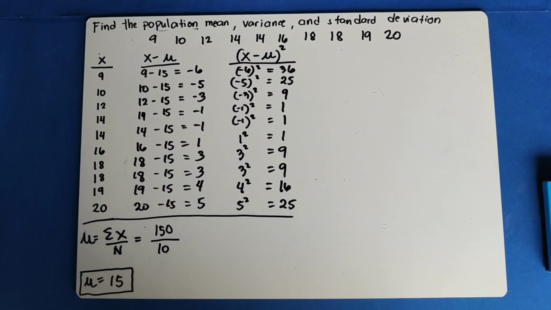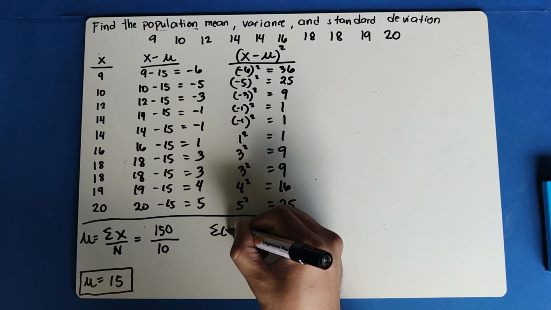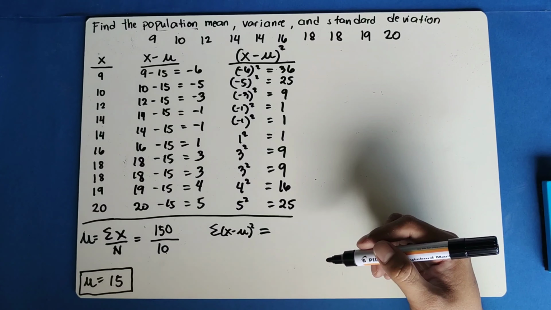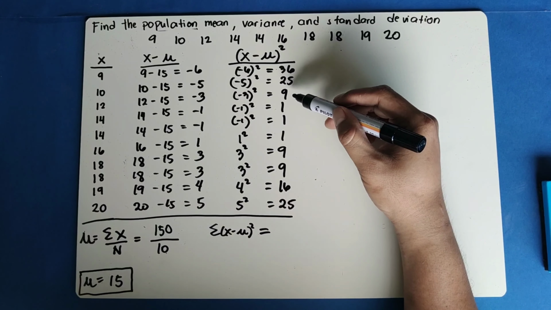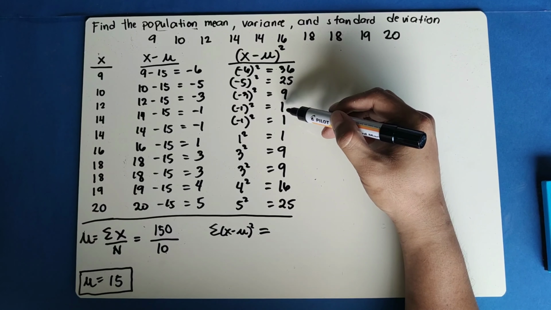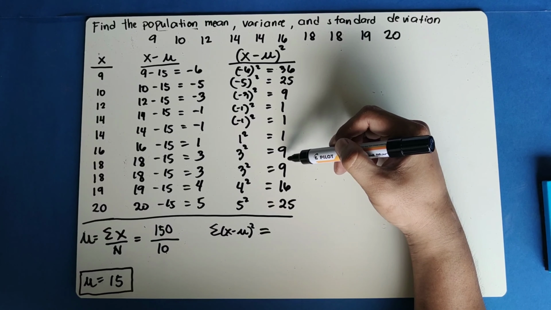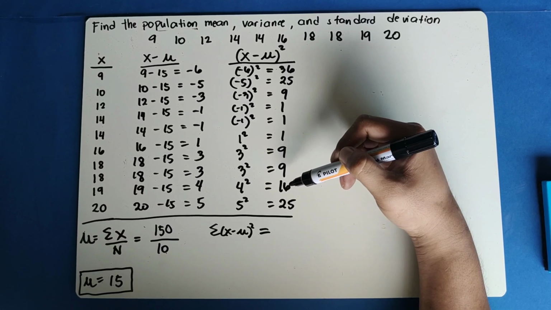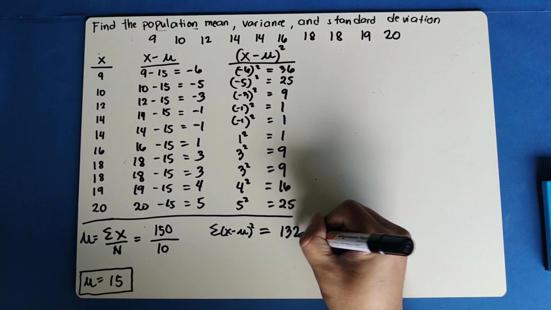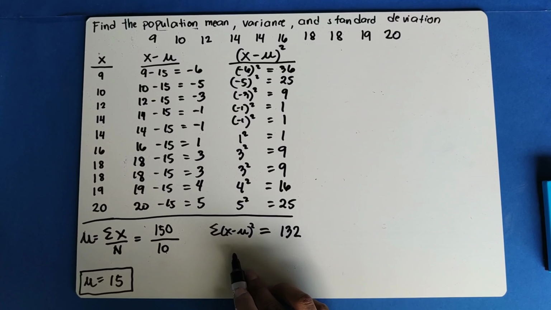So after getting the squares, we are now going to get the summation of x minus the population mean squared. So we are now going to add. 36 plus 25 plus 9 plus 1 plus 1 plus 1 plus 9 plus 9 plus 16 plus 25. The result is 132.